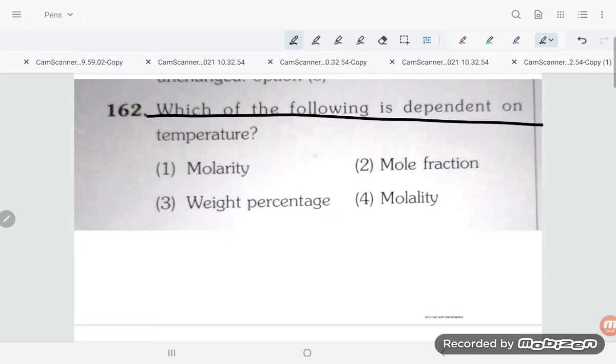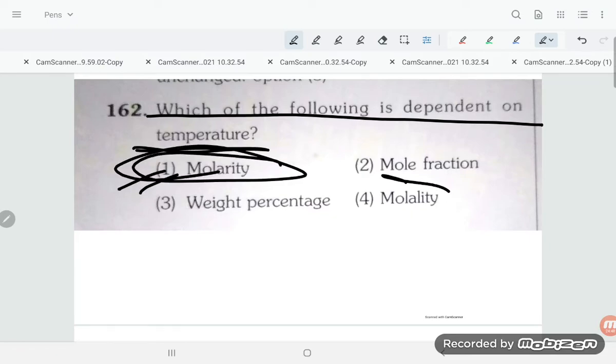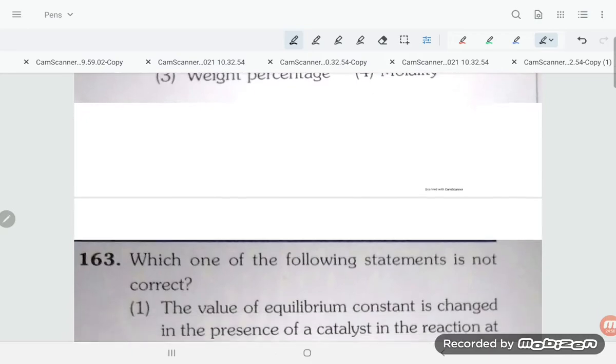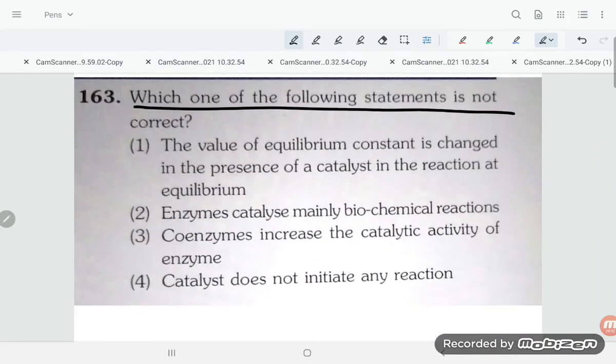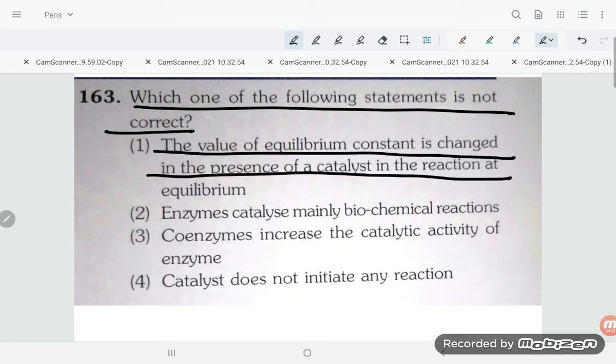Which of the following is dependent on the temperature? Molarity is dependent on the temperature. Okay, student, 163. Which one of the following statements is not correct? The value of the equilibrium constant is changed in the presence of a catalyst in the reaction at equilibrium.